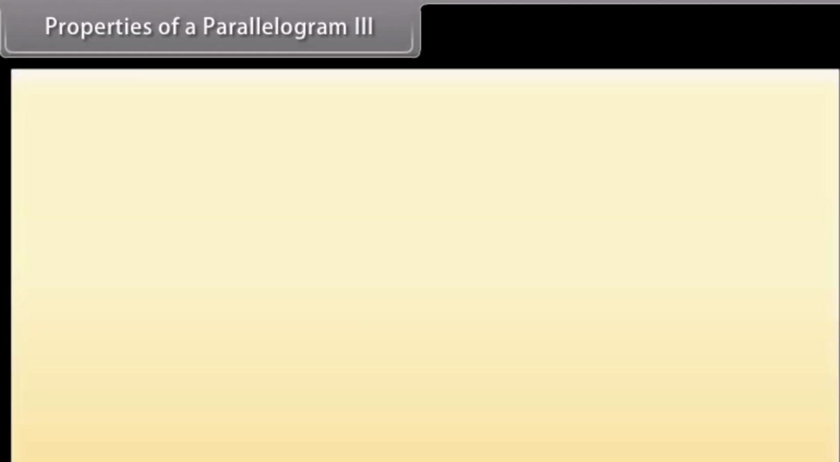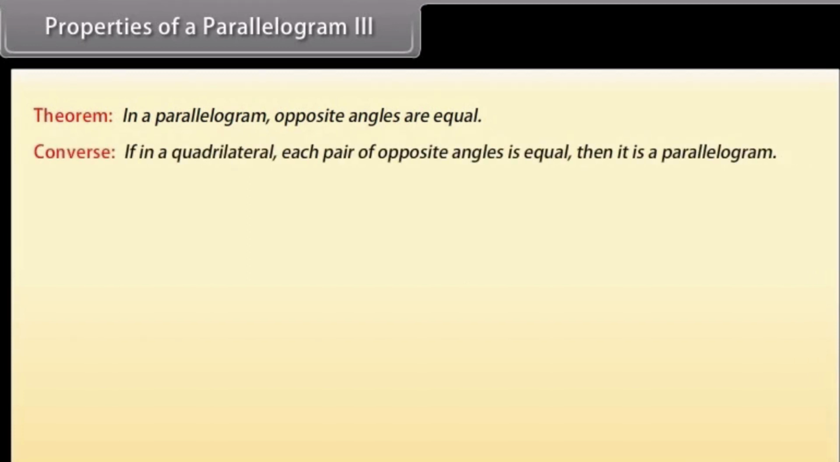Properties of a parallelogram 3. Another property of a parallelogram says that in a parallelogram, opposite angles are equal. The converse of this theorem says that if in a quadrilateral, each pair of opposite angles is equal, then it is a parallelogram. Now let us find one more property.